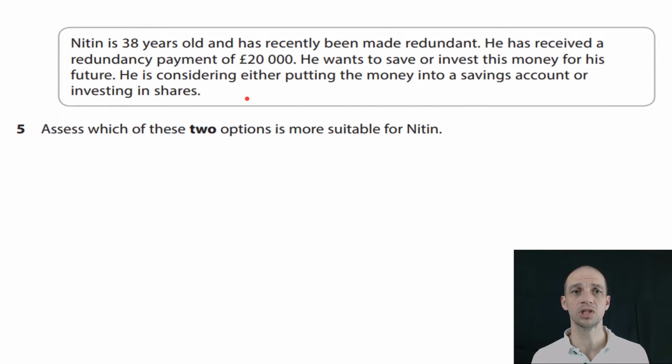Now, when it comes to answering this type of assess-based question, you want to think of a PPJ-based response. That is paragraph 1, paragraph 2, and providing a judgment. That judgment should include justification. And remember, you've got to make sure that this is all in context here. So: assess which of these two options is more suitable for him.